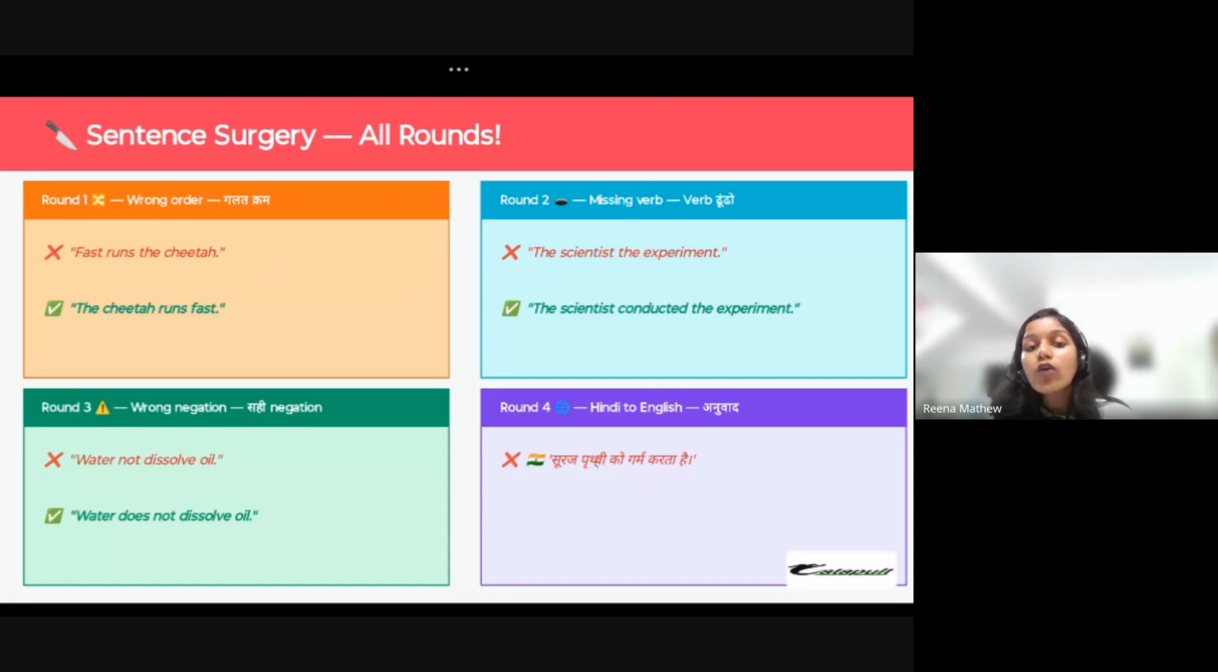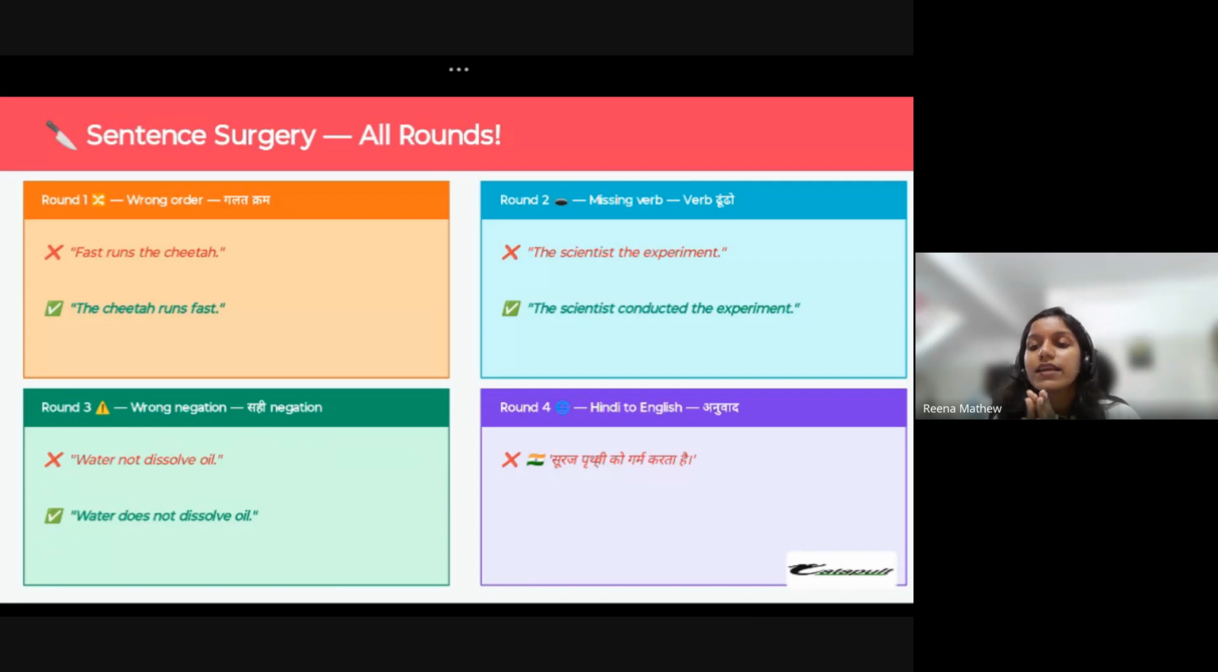Okay. In round four, I have given you a Hindi sentence. Thank you, yes, correct. In the fourth round, you have to do a translation, Hindi to English. The Hindi sentence is this: Suraj Prithvi ko garm karta hai. Translate this into English. How do you do this? Yes, the sun heats the earth.